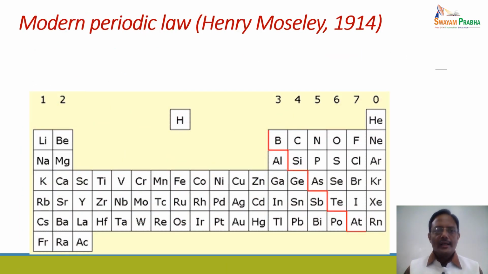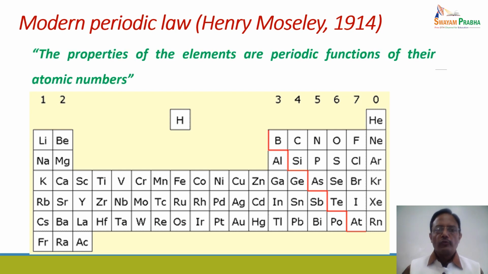Now we come to the modern periodic law put forward by Henry Moseley. Henry Moseley was a British chemist and he put forward this law at the age of 25 in 1914. According to Moseley's law, or the modern periodic law, the properties of the elements are periodic functions of their atomic numbers and not the atomic masses.